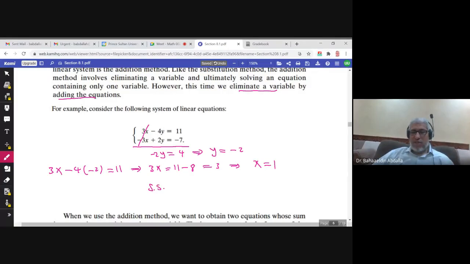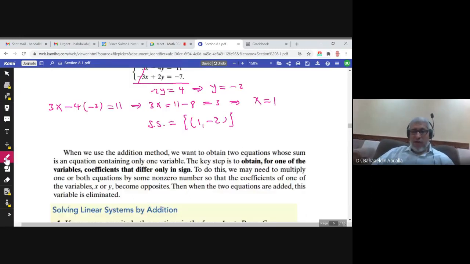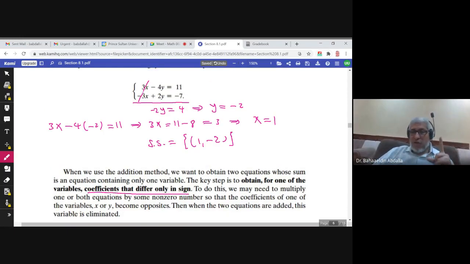So the solution set of the system would be x equals 1 and y equals negative 2. So this is the addition method. When we use it, we need the coefficients of the variable that we want to eliminate to differ only in sign. If you want to eliminate x, then the coefficients of x should differ only in sign.